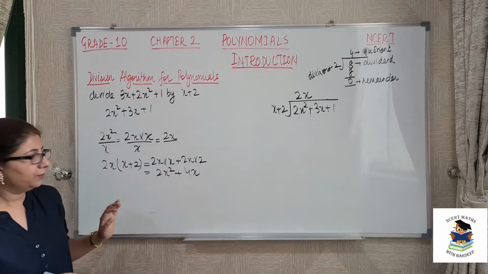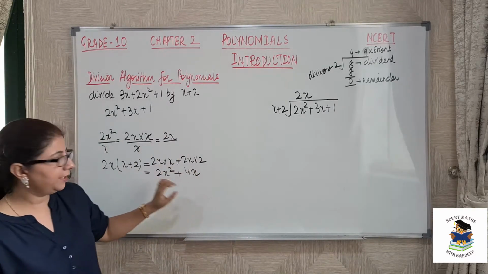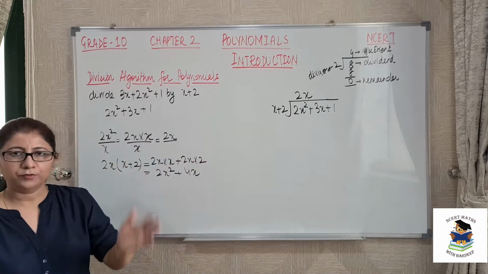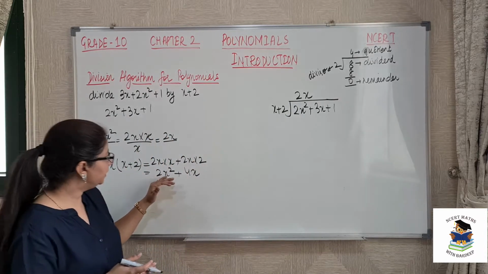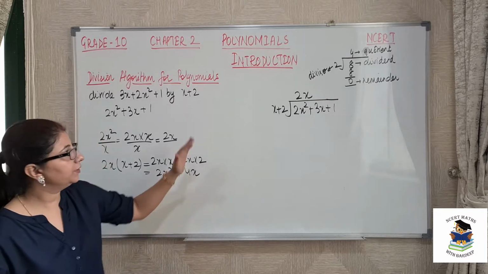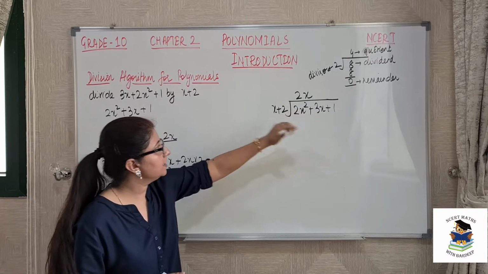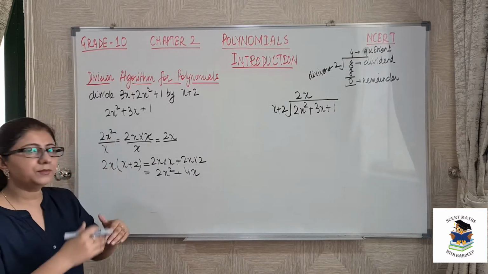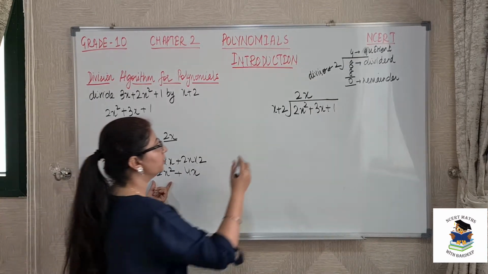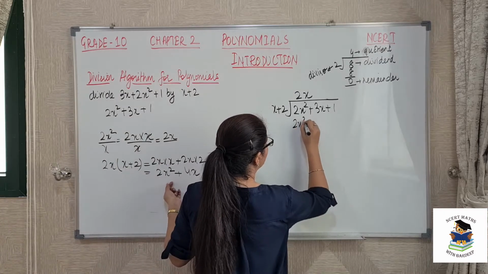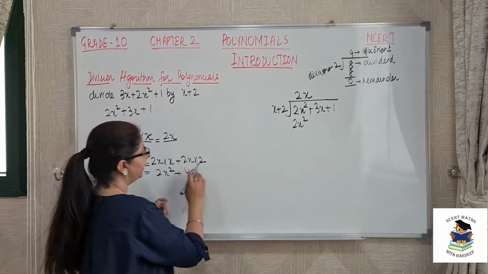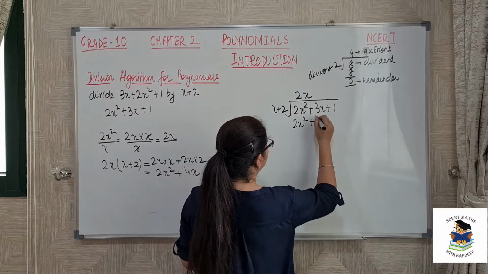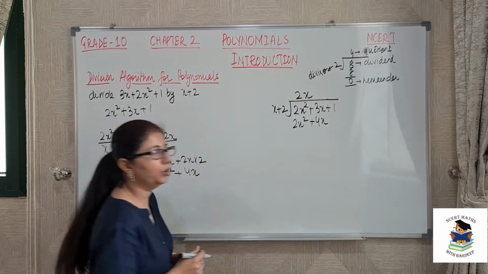So always remember one thing, if you have done it correctly, your first term will always match with the first term of your dividend. So this full thing you will write below this dividend, but make sure you write like terms together. Okay, so 2x square will be written below 2x square. This is plus 4x, that is degree 1. So here plus 3x. Below this I will write 4x.